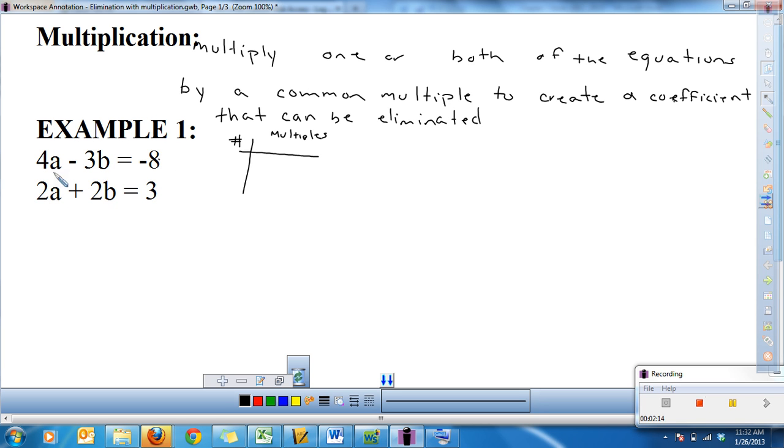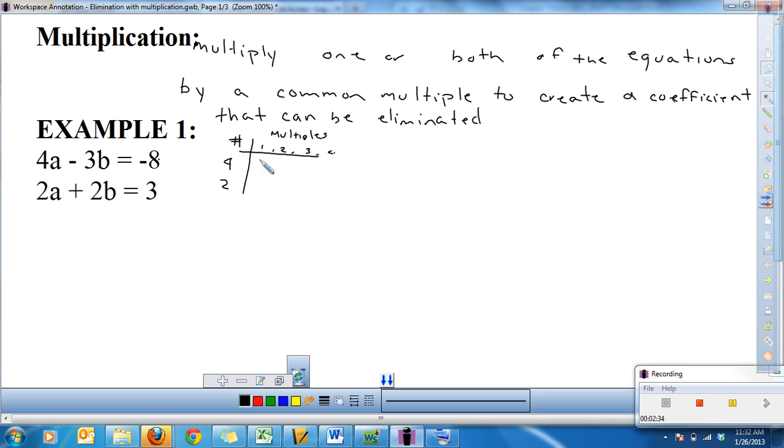You can pick either of them. You could pick the 4 and the 2 or the 3 and the 2. I'm just going to pick the first two. The numbers that I'm going to try to get to be the same number are 4 and 2. Then I'm going to ask myself, okay, what is 4 times 1? What is 4 times 2? What is 4 times 3? What is 4 times 4? Until I see that they have a common number.